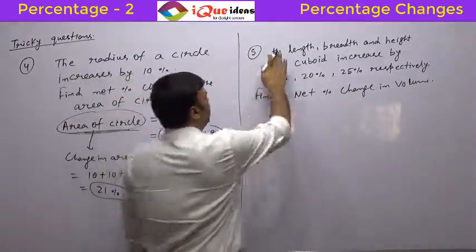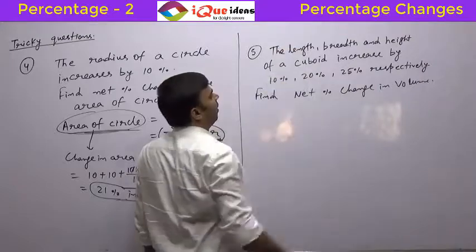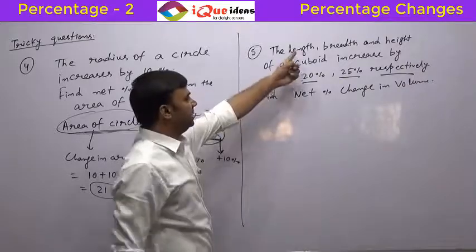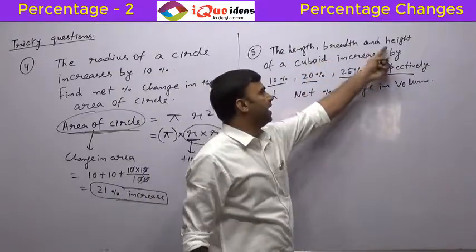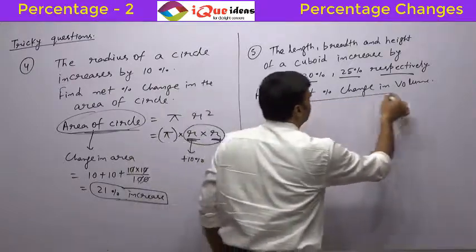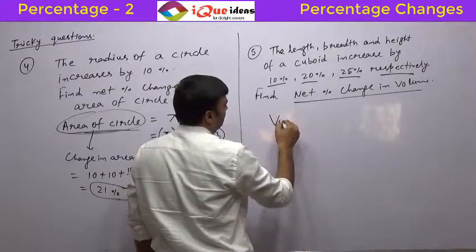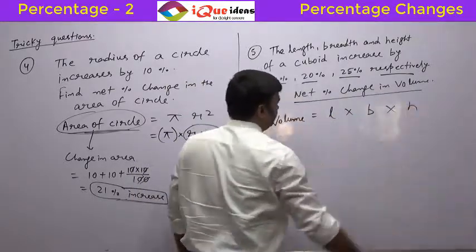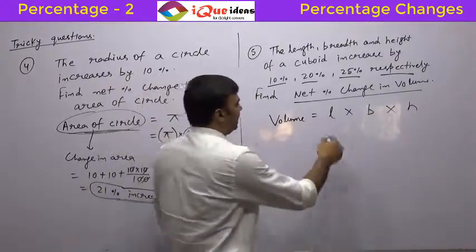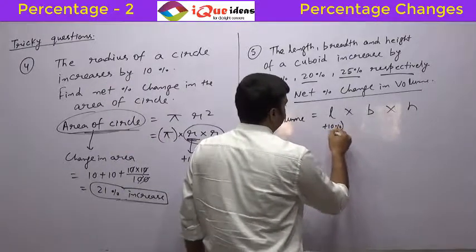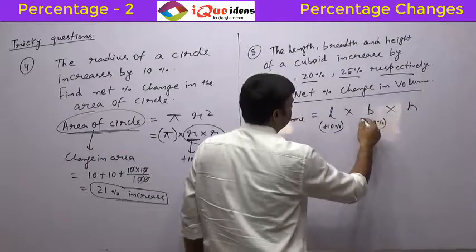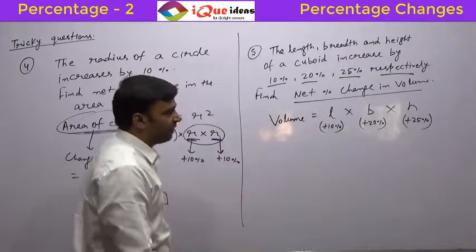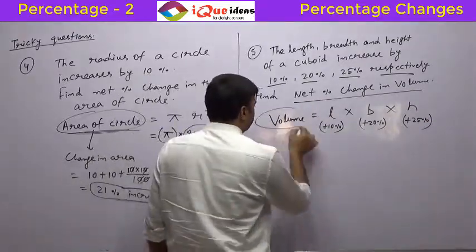Now this question says the length, breadth and height of a cuboid increase by 10%, 20% and 25% respectively. So the length increases by 10%, breadth increases by 20% and height increases by 25%. Find the net percentage change in volume. We know that the volume is equal to length into breadth into height. So the change in length is plus 10%, the change in breadth is plus 20%, the change in height is plus 25%. For 3 changes we don't have a direct formula.